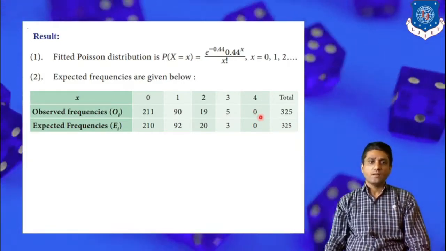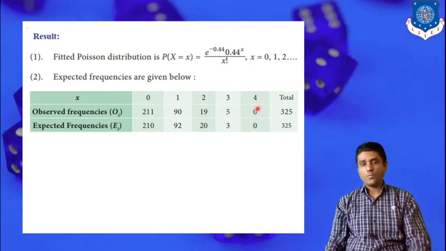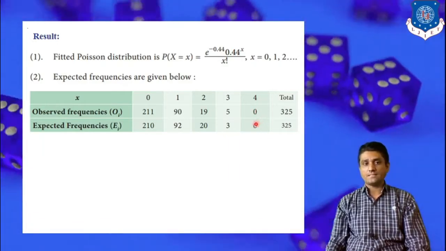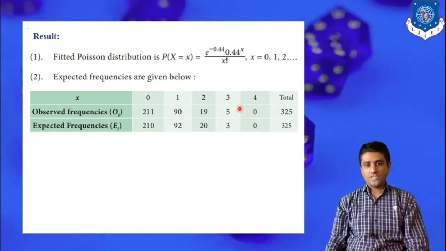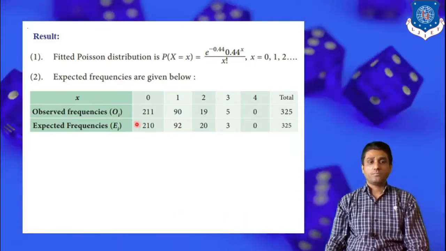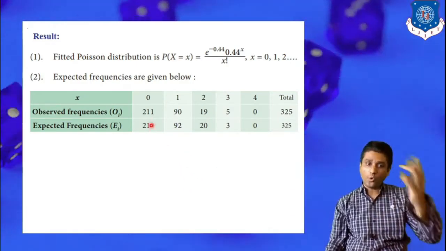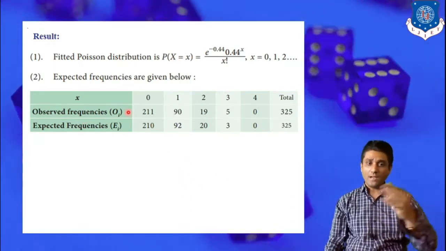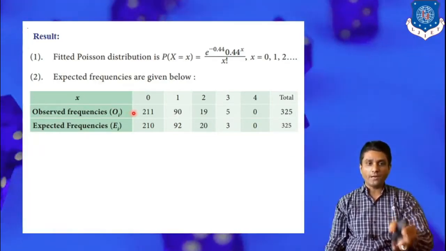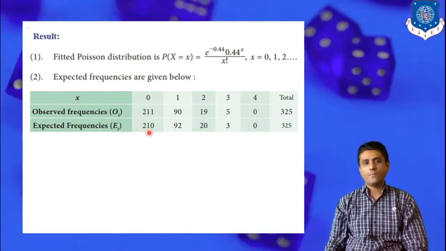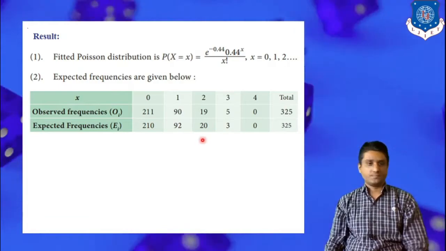There are say 0 pages where there are 4 mistakes, and observed and expected frequency tell the same. So you have to know that for this type of random experiment, the fitting of the Poisson distribution is very close to the observed frequency. So definitely we say that the Poisson distribution is more appropriate for this type of random experiment when we have to find the expectation.